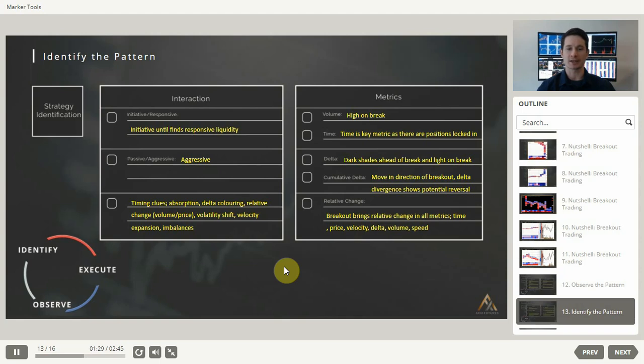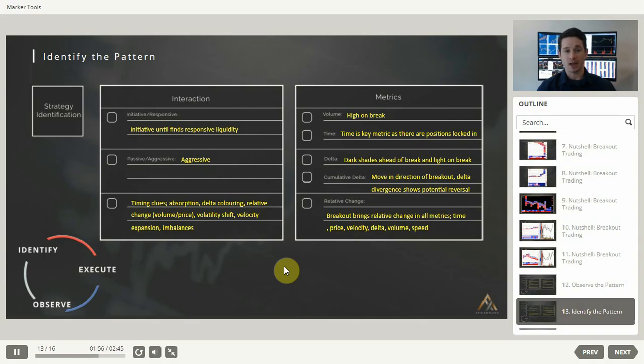In terms of the metrics, then we want to focus on volume. It should be high on the break as all participants partake. So just watch that volume again. Low volume breaks do tend to fail. In terms of time, it is a key metric as there are positions locked in once everyone is in the same directional position. So obviously the longer we take to move in that direction, the more likely the potential for a failed break of support and resistance is.